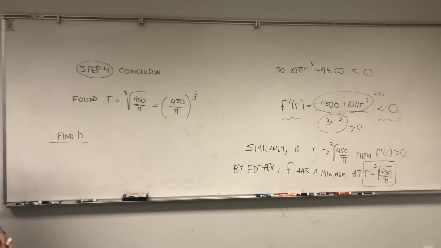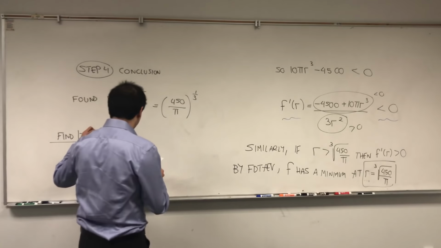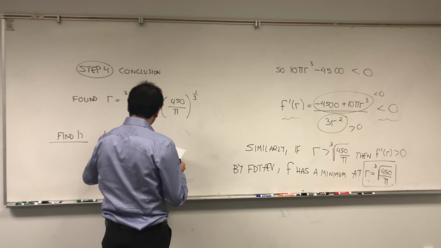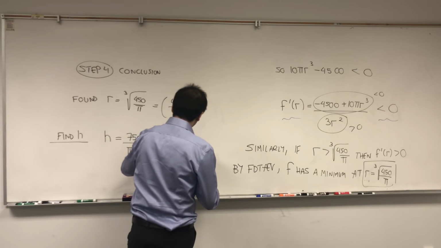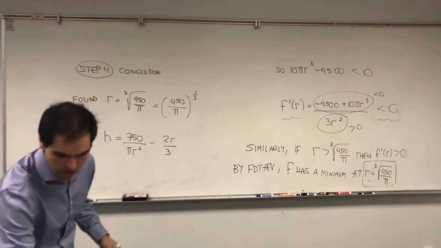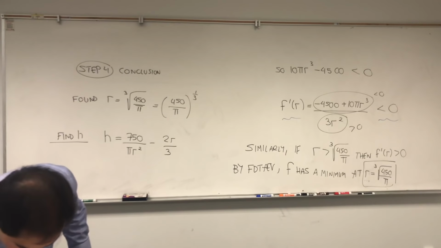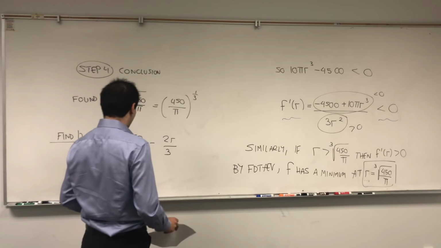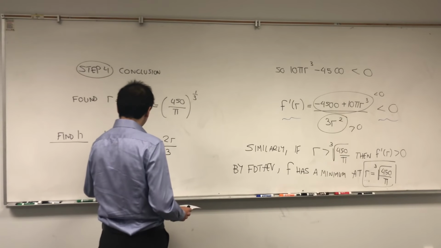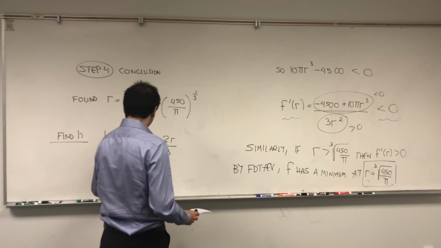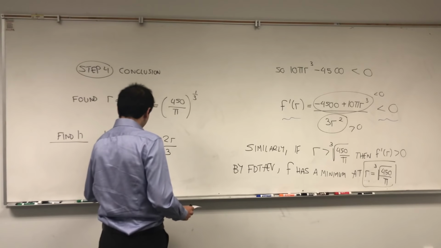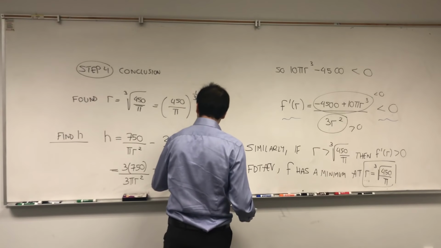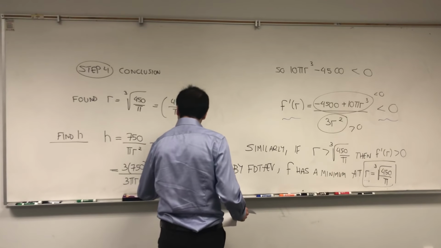But here's a nice thing. We already have h in terms of r. So use the fact that h is 750 over pi r squared minus 2r over 3. Actually, I wonder, did I put it under the common denominator yet? Unfortunately not. So let's put it on the common denominator first. So we get 3 times 750 over 3 pi r squared minus 2r times pi r squared over 3 pi r squared.